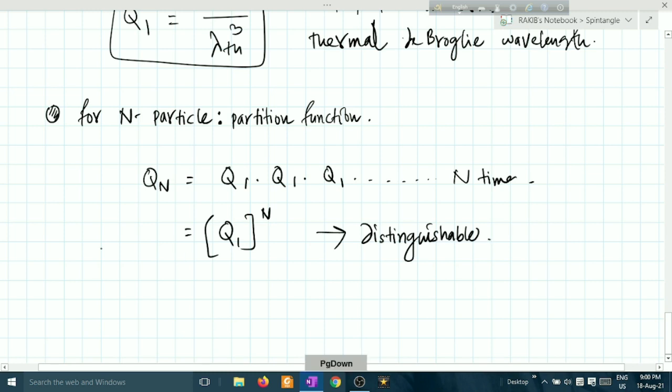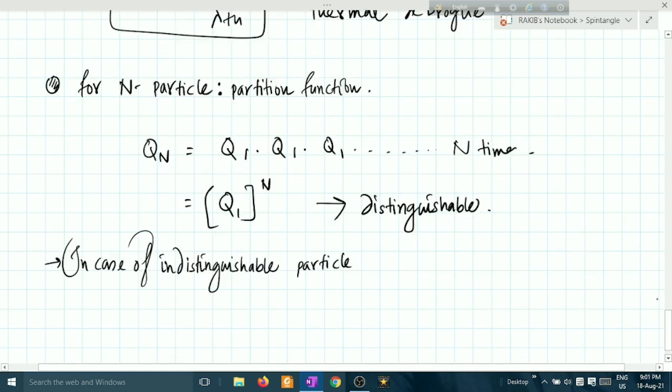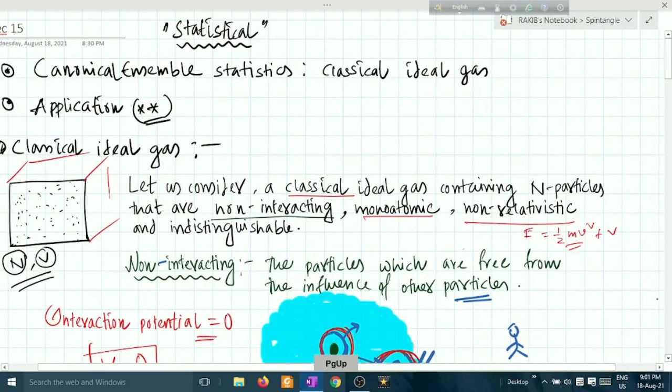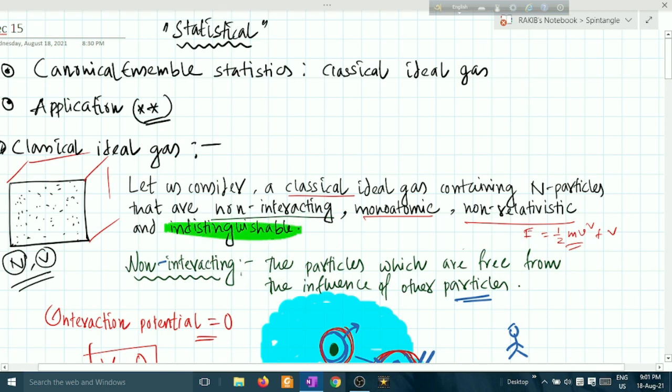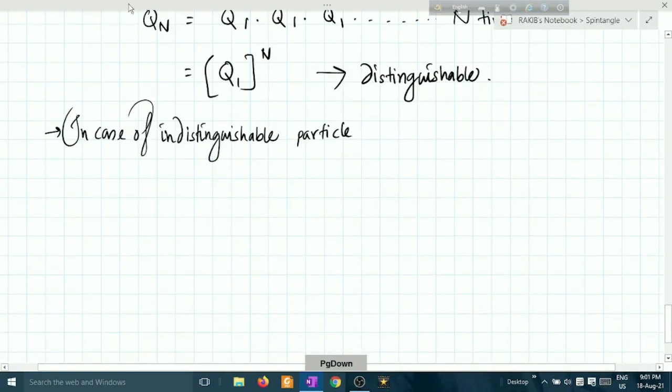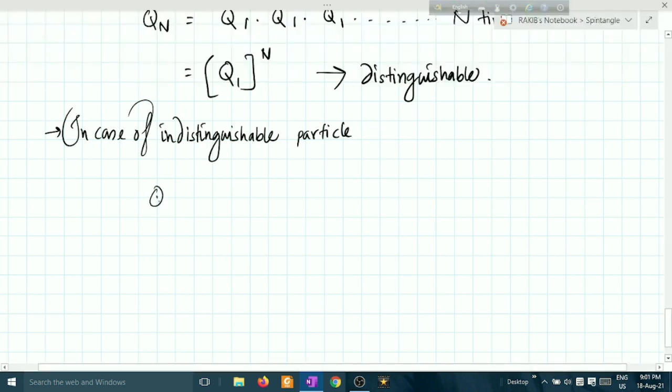So in the case of indistinguishable particles, what will be here? You can easily see this from our initial consideration. What was our initial consideration? Our initial consideration was that the particles are indistinguishable. So we have to calculate the indistinguishable partition function, which will be given as q1 power n upon n factorial. This is the thing you have to remember in the case of indistinguishable particles, that is 1 upon n factorial.